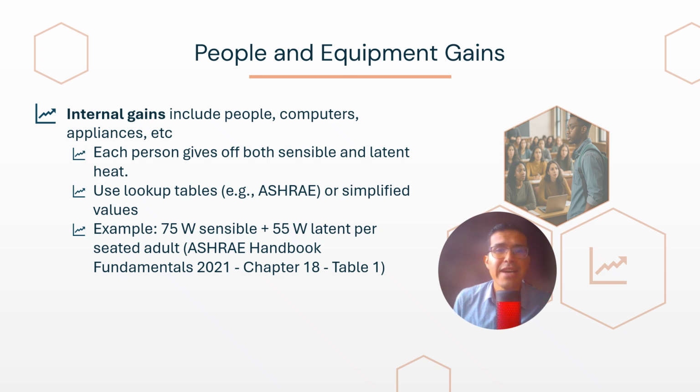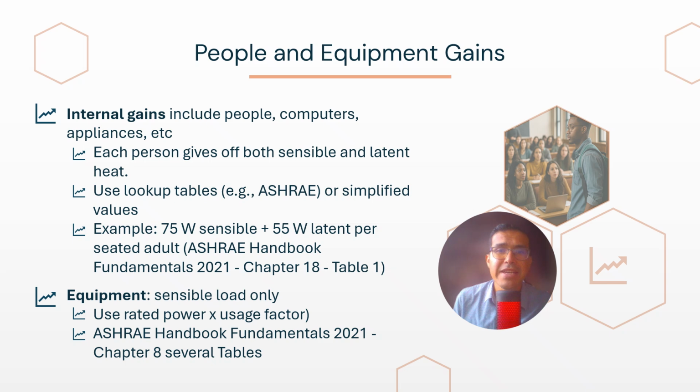For equipment like computers, printers, and appliances, the heat is mostly sensible. The ASHRAE Handbook Fundamentals Chapter 8 provides heat gain estimates for a wide range of equipment. A simple method is to multiply the equipment's rated power by the use factor, usually between 0.5 and 1, depending on how often and how intensively it's used. This gives a quick estimate of internal heat gains for design purposes.